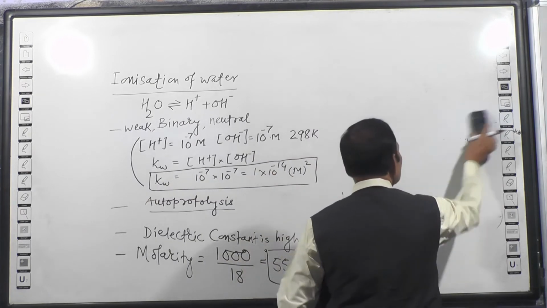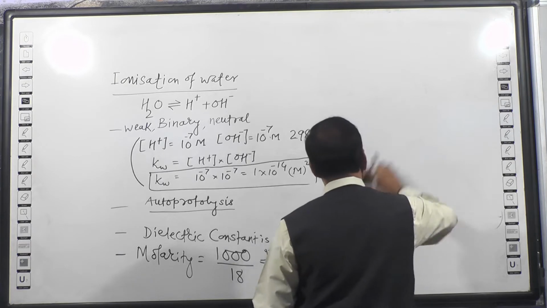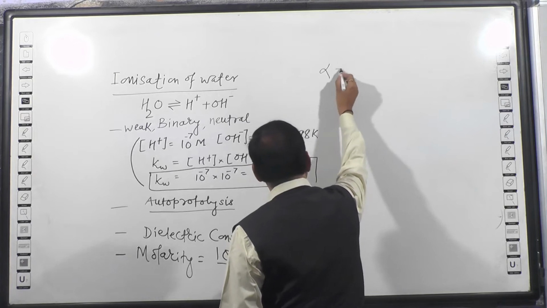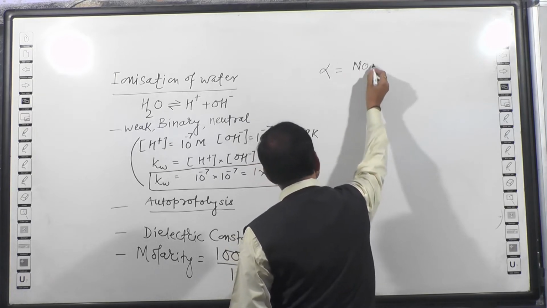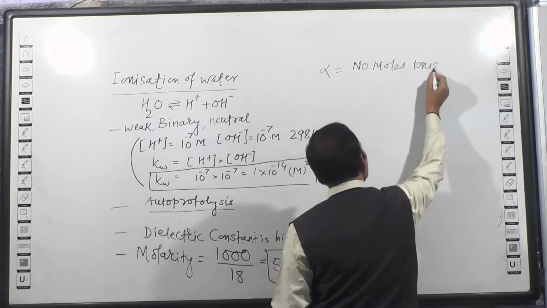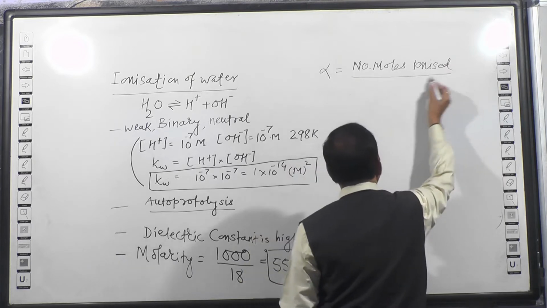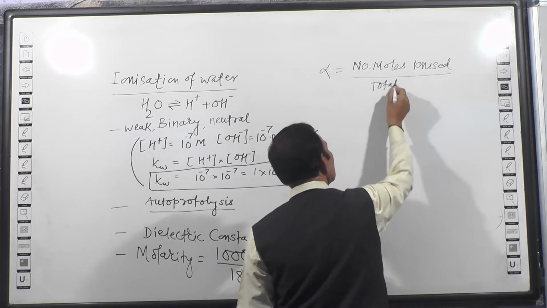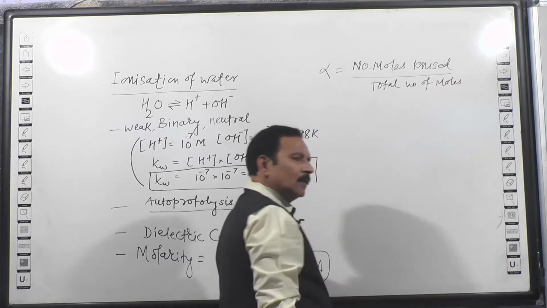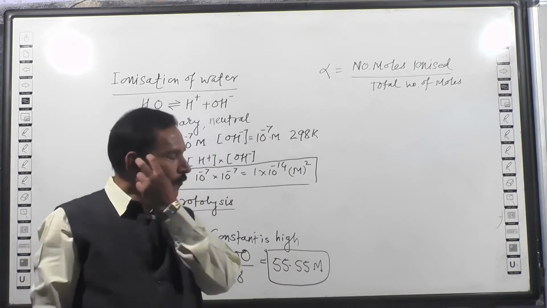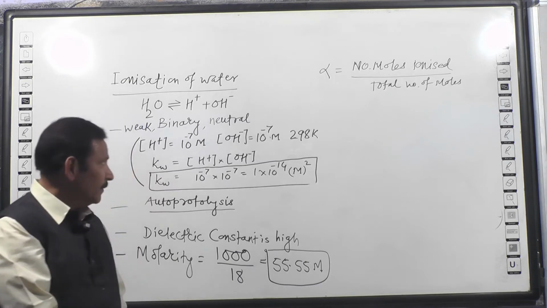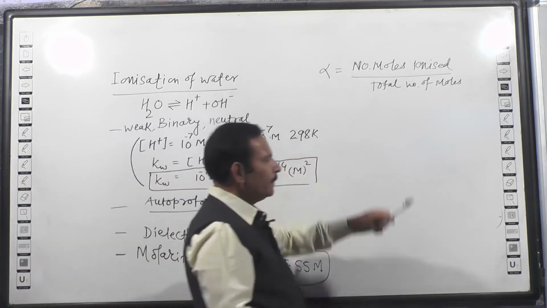Now what is the degree of dissociation of water? That is called alpha. So what is the formula? Number of moles ionized divided by total number of moles. The previous concept gives you the formula of alpha: number of moles ionized at equilibrium stage divided by total number of moles taken initially.